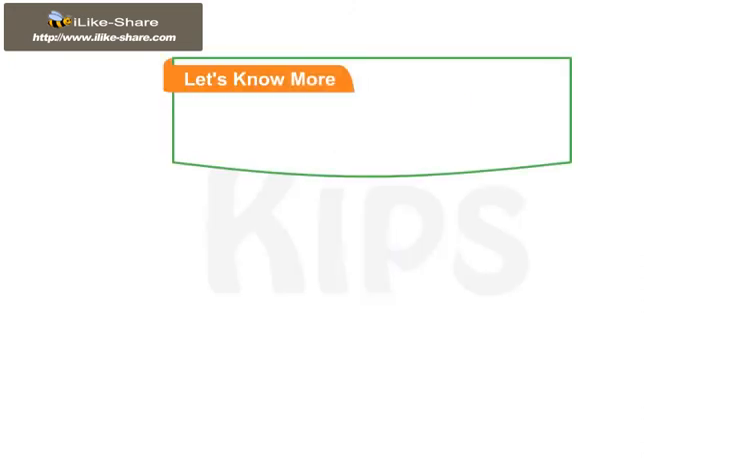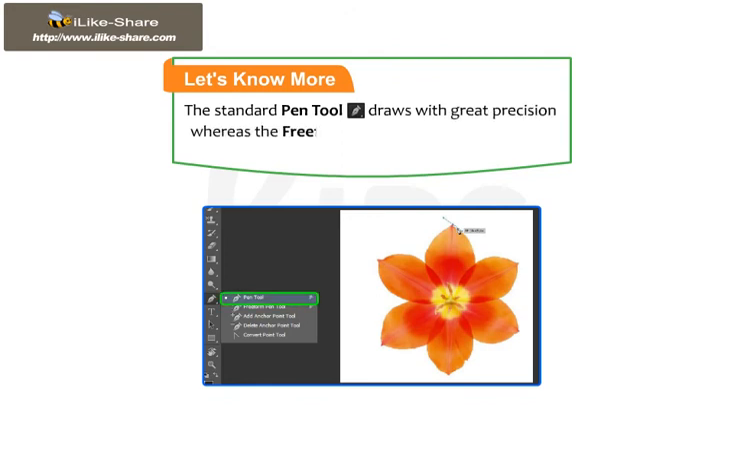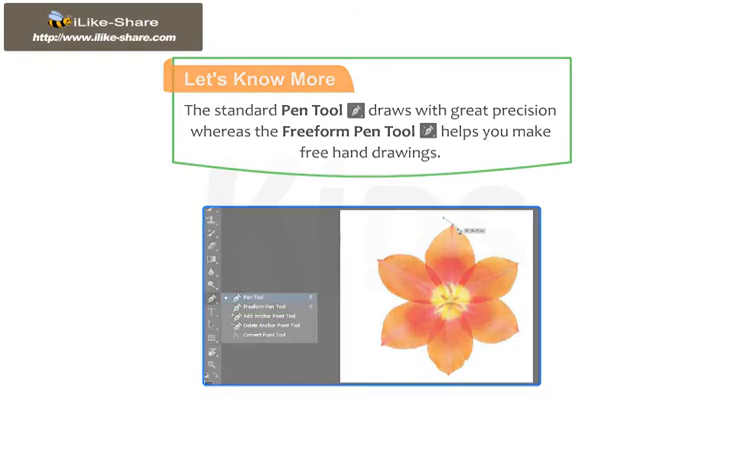Okay students, let's know more that Photoshop provides multiple pen tools that let you draw smooth-edged paths. The standard pen tool draws with great precision, whereas the freeform pen tool helps you make freehand drawings.